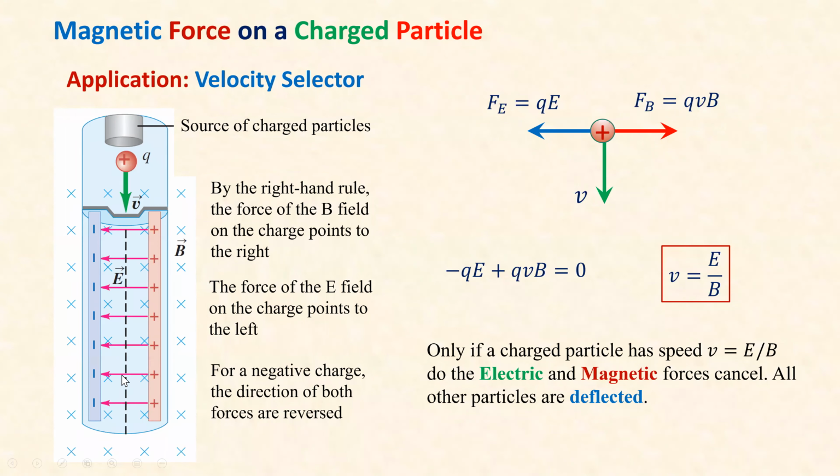It selects particles that have exact velocity that's given by the electric field divided by magnetic field that is in the device. All right. Any questions on that? All right. Then we have Hall effect. And that is where we stopped.